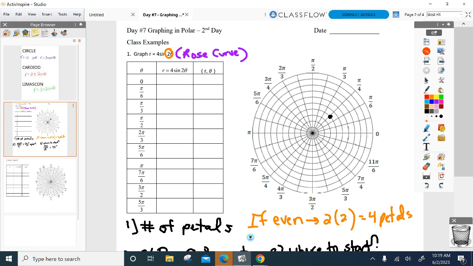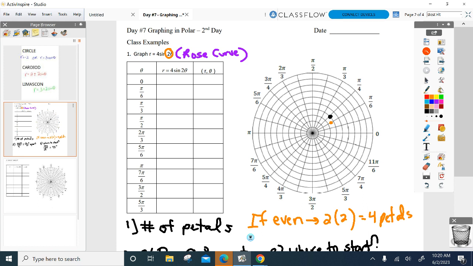I don't know how wide or narrow it is, right? So I need to check that on my calculator. So I went to the right, which was pi over 6, plugged that in, see what my value was. Just like we did yesterday and the day before, 4 sine 2 times pi over 6. And everyone should be getting about 3.5. So graph that. So at pi over 6, 1, 2, 3.5.